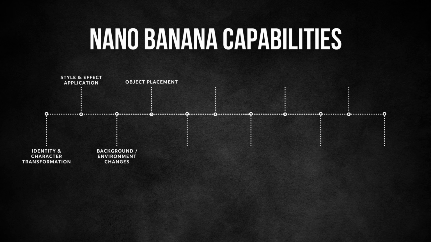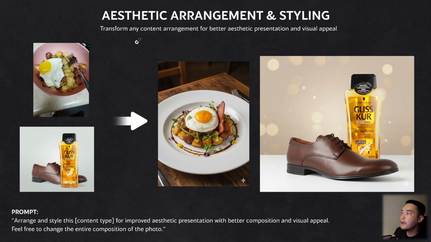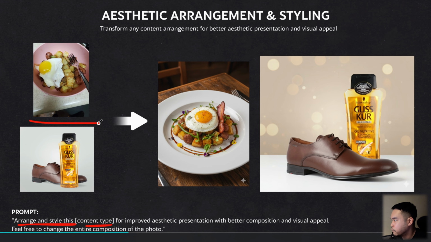So what's coming next are more advanced techniques and capabilities that further expand what you can do with Nano Banana. The object placement capability handles individual items brilliantly. But what if we need to rearrange or organize the entire composition itself? Well, Nano Banana can also do that with aesthetic arrangement and styling capabilities. So what I've found is it can also transform any content arrangement for better aesthetic presentation and visual appeal. You can tell it to arrange and style this content type, for example, like food or product photography, for improved aesthetic presentation with better composition and visual appeal.